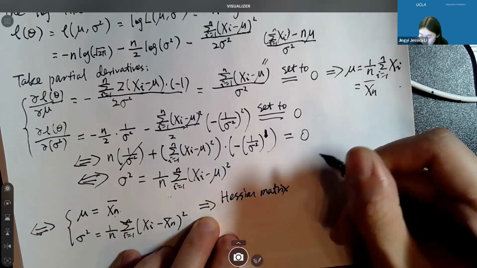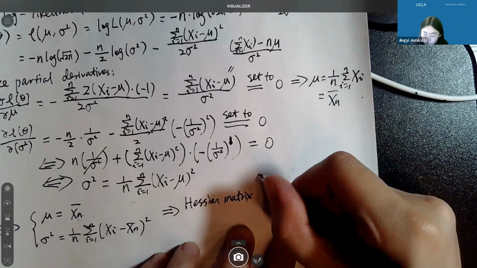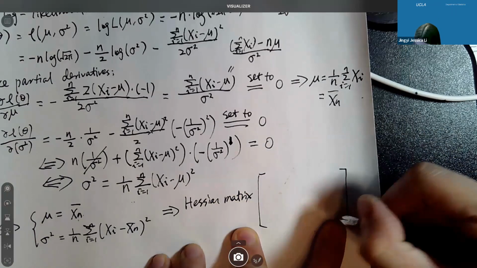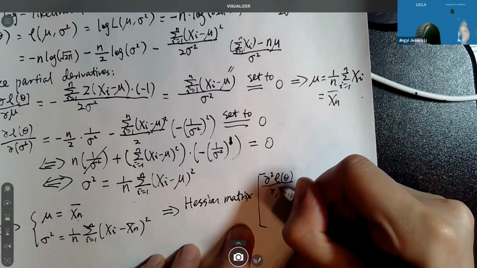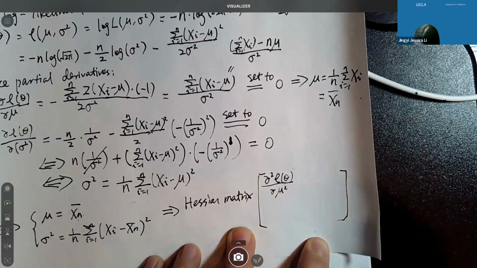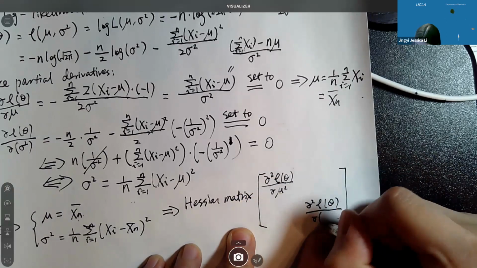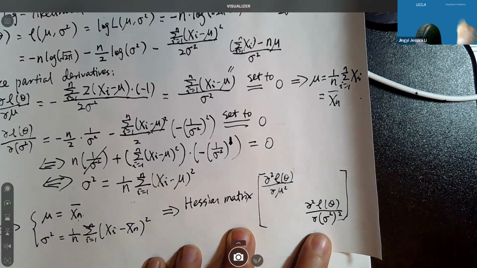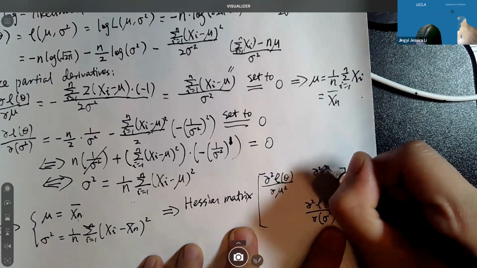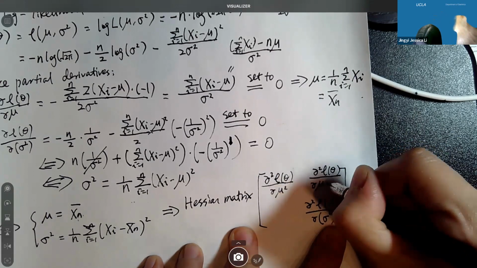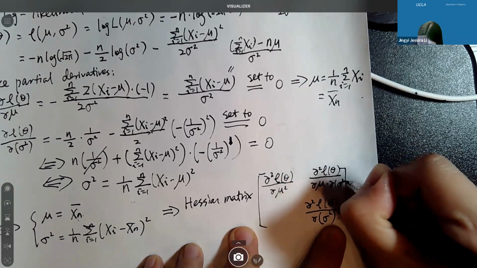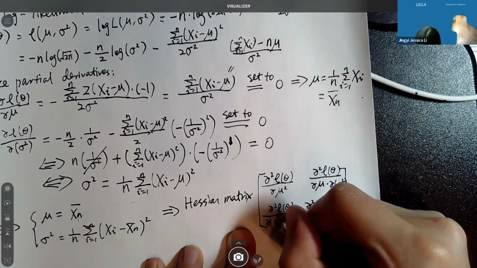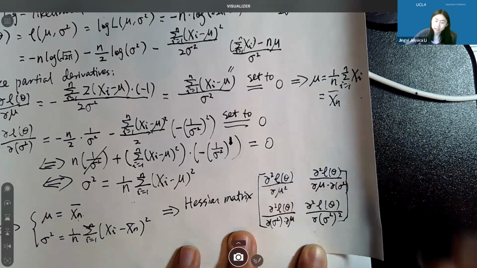let me just write it, it's defined as this. A 2 by 2 matrix, which has the second partial derivative of the log likelihood against mu square, all right? And the second partial derivative against this argument sigma square twice. And in the off diagonal, we're going to have once against mu, once against sigma square, all right? And finally, once against sigma square, once against mu. So this is the Hessian matrix.